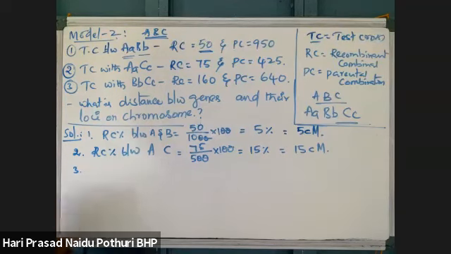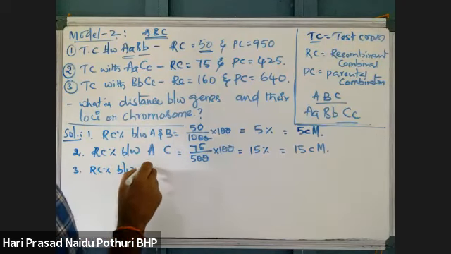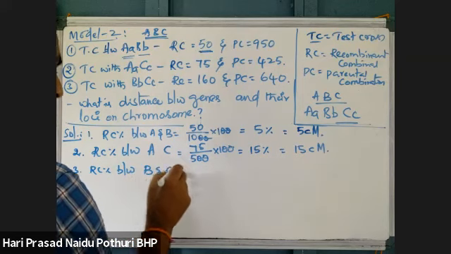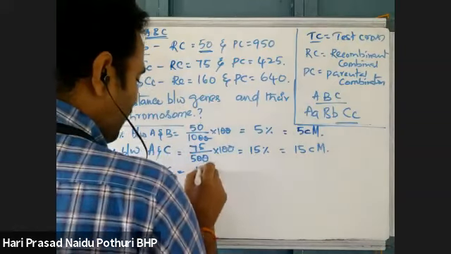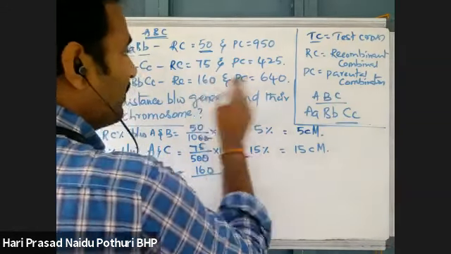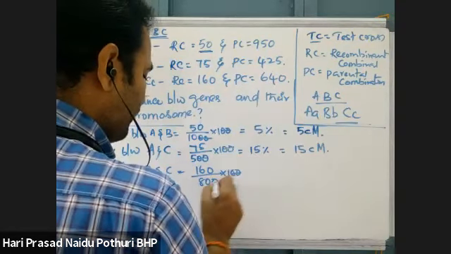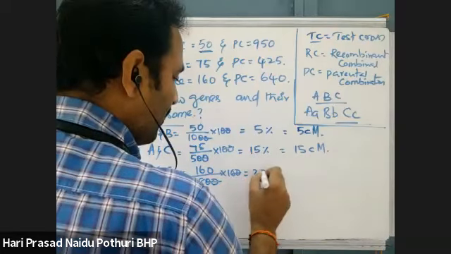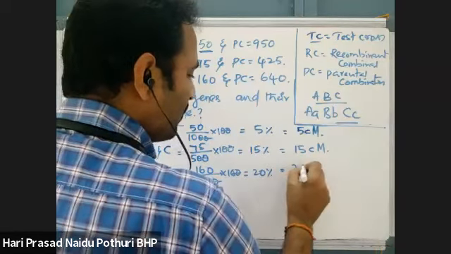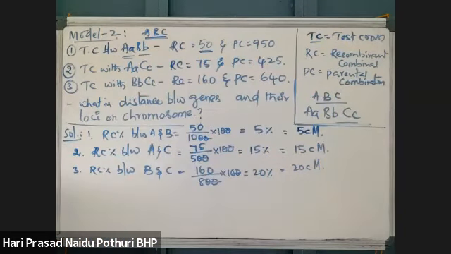Third one. Recombination percent or distance between B and C. Third cross: 160 divided by 160 plus 640, means 800, into 100. That is what? 20%, that is equal to 20 centimorgans. Okay.